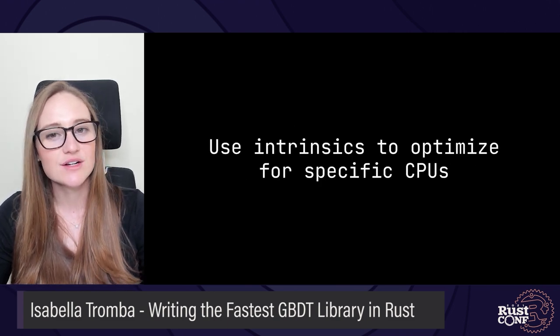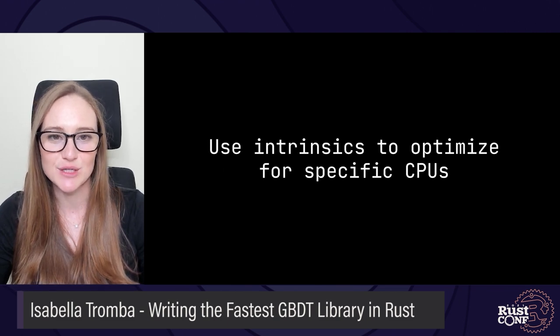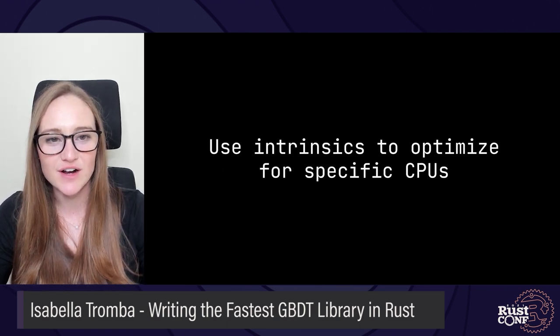Next, we used compiler intrinsics to optimize for specific CPUs. Intrinsics are special functions that hint to the compiler to generate specific assembly code.